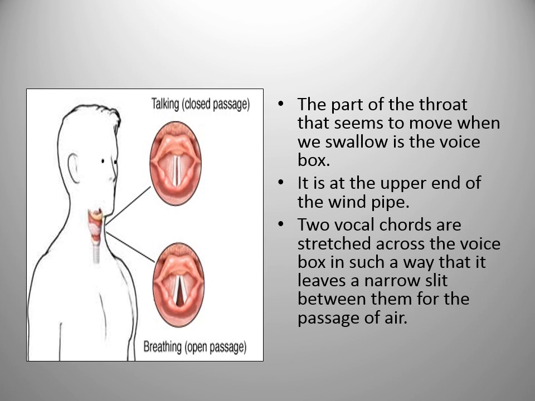Two vocal cords are stretched across the voice box in such a way that it leaves a narrow slit between them for the passage of air. So the vocal cords, here we can see, two vocal cords are stretched across the voice box, and there is a narrow slit in between them for the passage of air. When we speak, air passes through this passage and the vibrations produce the sound.